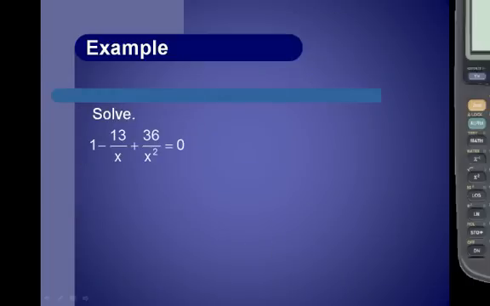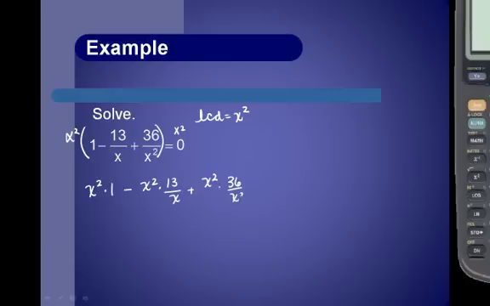For this one, the LCD of 1, x, and x squared is x squared. So we're going to multiply both sides of the equation by x squared. So when we distribute that x squared, we get x squared times 1 minus x squared times 13 over x plus x squared times 36 over x squared equals x squared times 0. Well, the first term just gives us x squared. Second term, we can divide top and bottom by x, which would leave us x times 13, which is 13x. Third term, the x squareds will cancel, so we get 36. Then the right side is just 0.